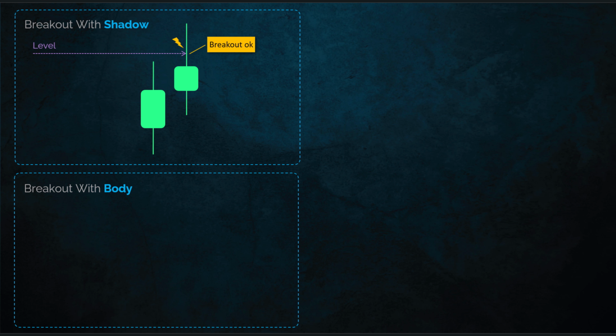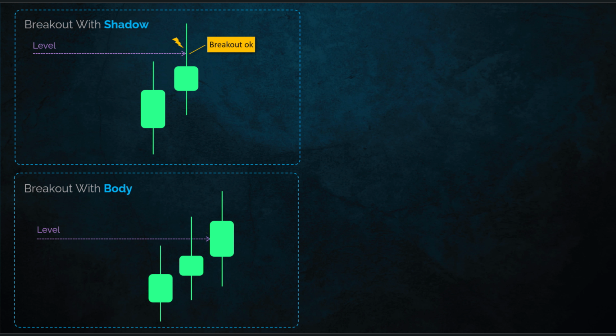Breakout with body. In this example, the first candle gets close to the level, and the second candle passes the level with its shadow. But because the breakout type is body, we can't say the level has been broken yet. So we keep the level in place and wait. Then the next candle comes and breaks through the level with its body. That's where we say the breakout has happened. So in this case, we keep extending the level until price eventually breaks through it with the body.